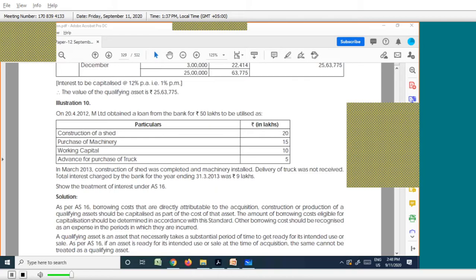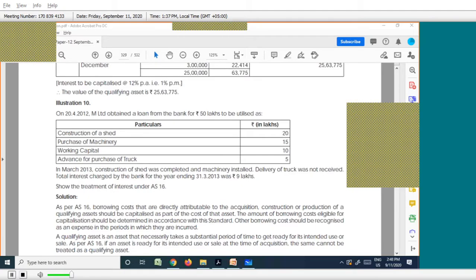First purpose is construction of shed. For that they used 20 lakhs. What is the next purpose? Purchase of machinery, 15 lakhs. Third purpose is working capital loan. How much for working capital? 10 lakhs. And what is the fourth purpose? Advance for purchase of truck, 5 lakhs.